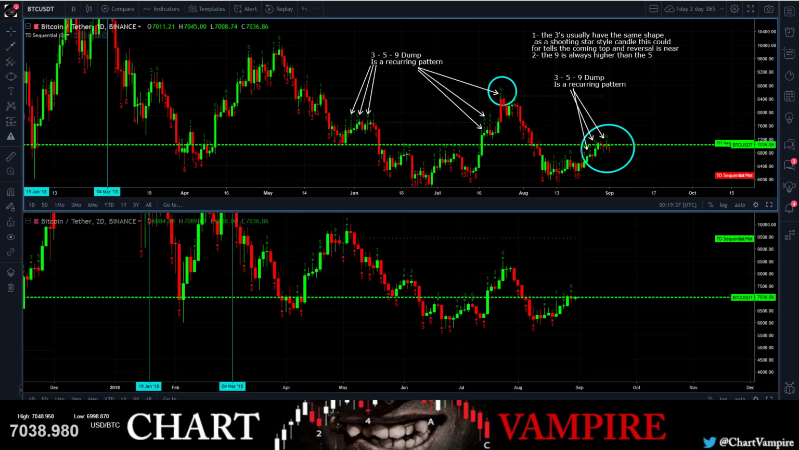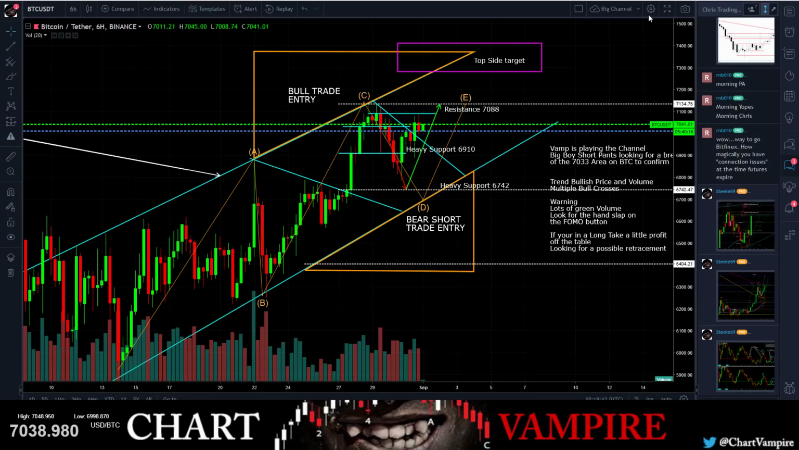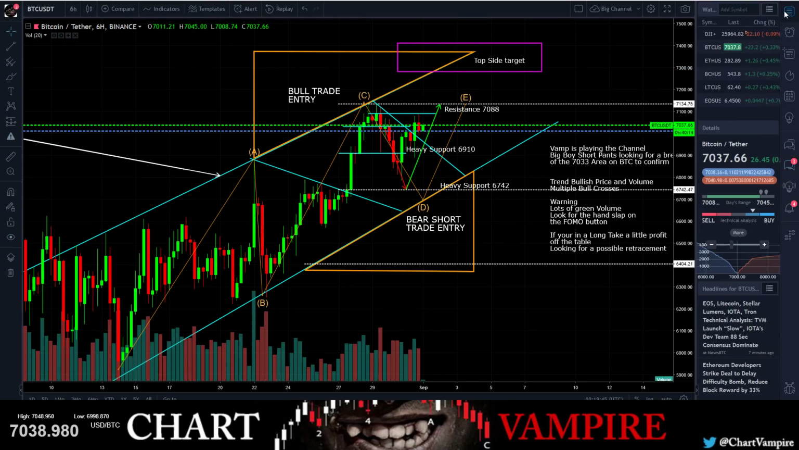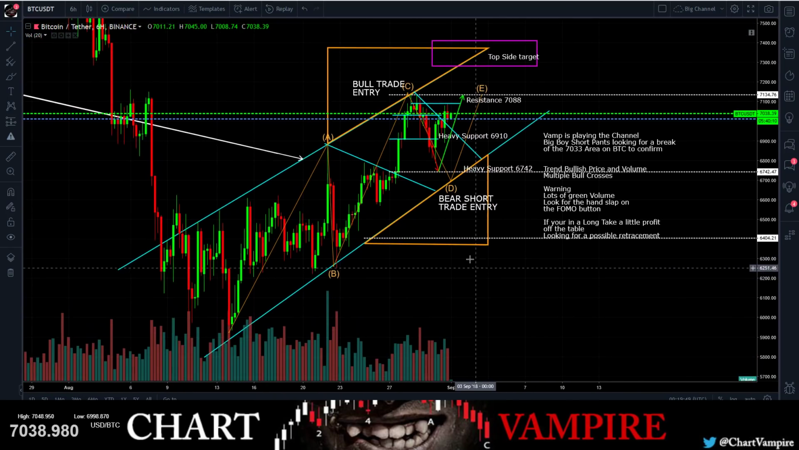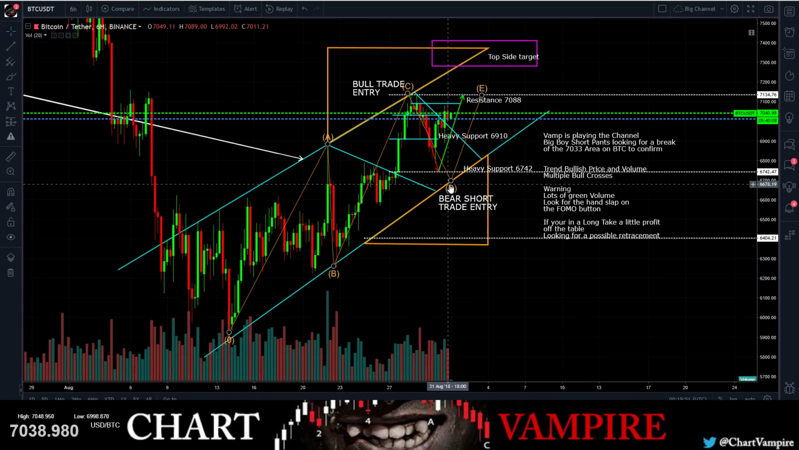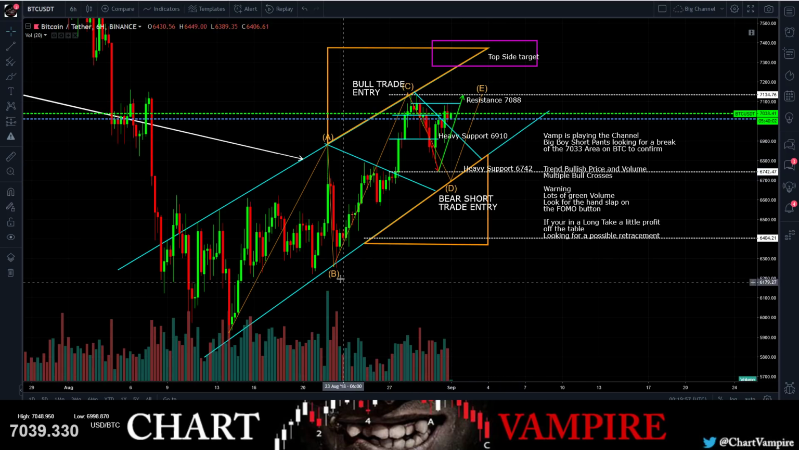Now I want to go over and take a look at a couple other indicators that we've got. Here's been my main channel chart right here. I've been watching this closely. Now, we never came down and tested this low side right here. So we've never tested the bottom side of this channel.